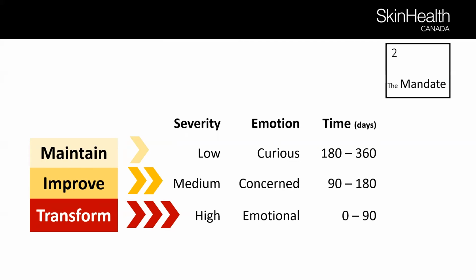The emotion that they have, so how do they feel about the issue, it's curious. It's kind of like, well, I have dehydrated dryness in my skin, and I'm kind of interested in figuring out how to solve it. And then the timeline that they're in is more of a maintenance timeline. So we're looking at things that I'm looking to achieve over 180 days to a year.